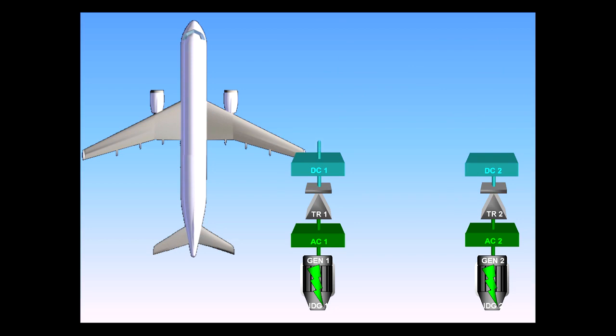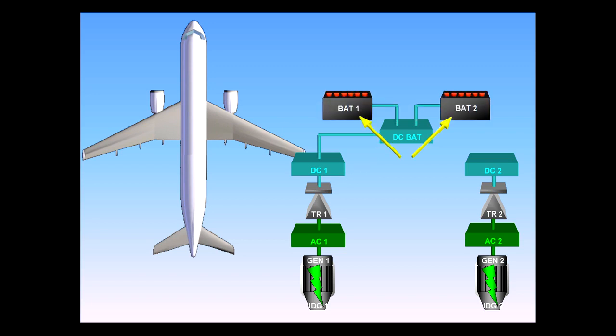DC bus 1 then feeds the DC battery bus, labeled DC BAT. The DC battery bus can charge the batteries or receive power from the batteries as required.